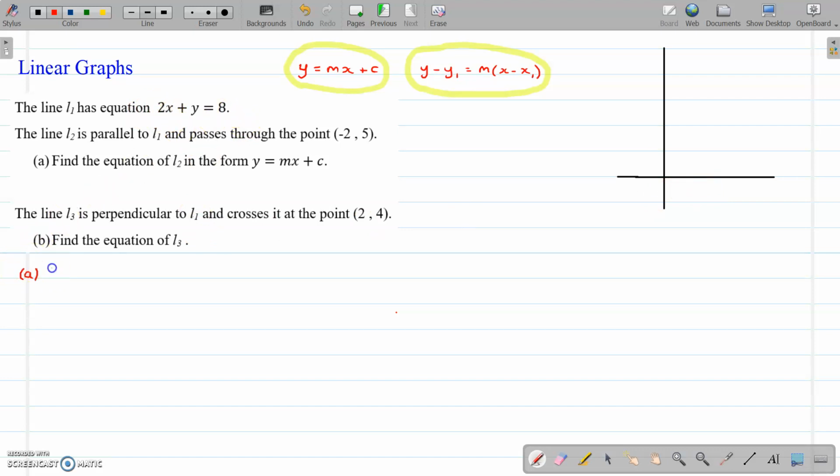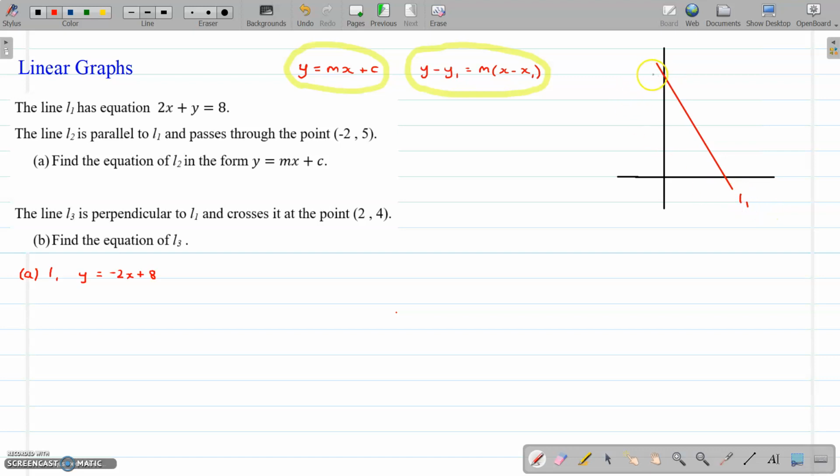So for L1, I'm just going to rearrange it slightly, and I'm going to say it could be written as y equals minus 2x plus 8, just by taking 2x from both sides. So it has a gradient of minus 2, crosses the y-axis at 8. So let's just sketch that on our axes. It's something like this. It's going through 8, and it's coming down with a gradient of negative 2. So that's the line that is L1.